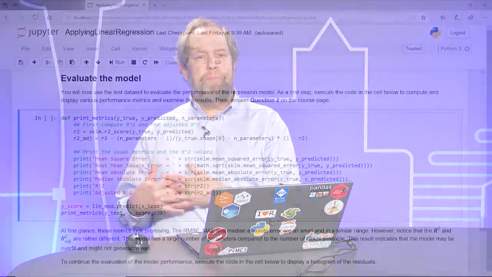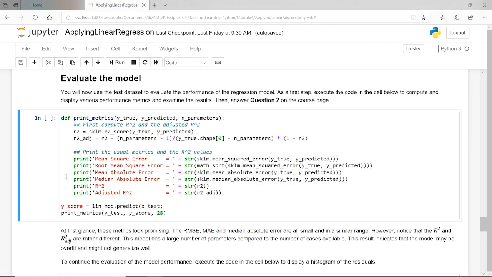regression models. On my screen here, I've created some code to compute and print some commonly used metrics for regression models: mean squared error, root mean squared error, mean absolute error, median absolute error, R squared, and adjusted R squared. I'm getting these all from scikit-learn's metrics package. You see I can run scikit-learn metrics, which I just loaded as SKLM, like mean squared error, and I give it the true label and the predicted value.